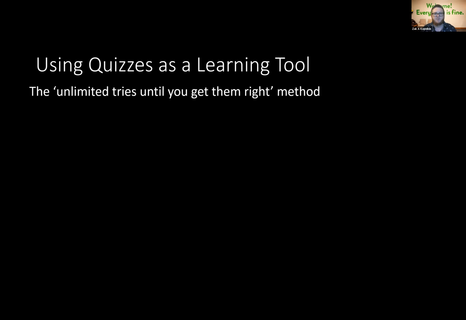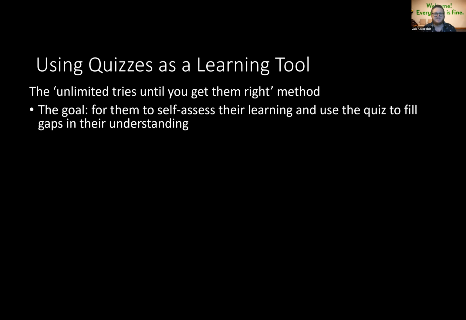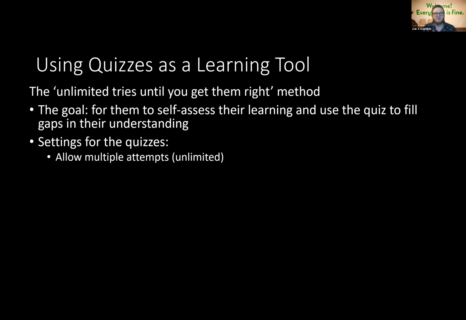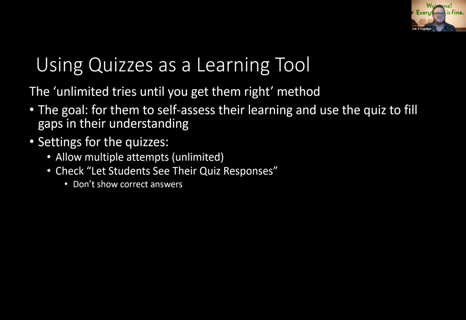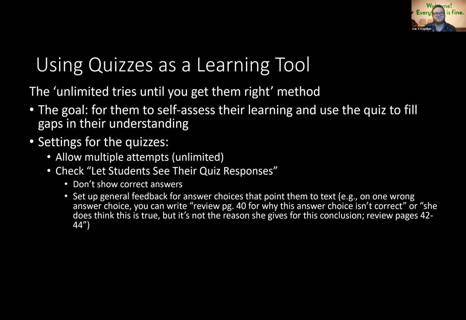Let's look at two quick models using some of the settings you could use in Canvas. We'll call this the unlimited tries until you get it right method. The goal is for students to use the quiz to self-assess their own learning, and then use the quiz to fill the gaps in their understanding of the material. So here are some settings if you wanted to do this. Allow multiple attempts, unlimited, right? Or you can type 150, whatever. Choose to let students see their quiz responses, but don't show the correct answers.